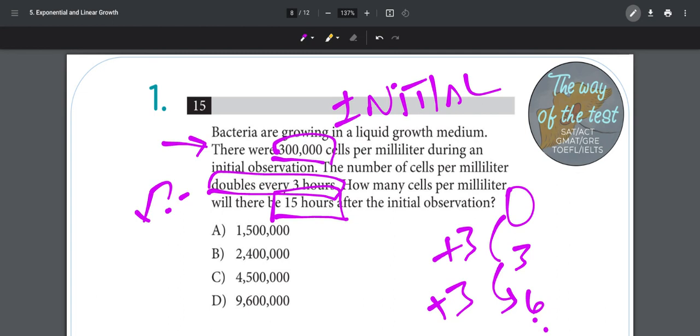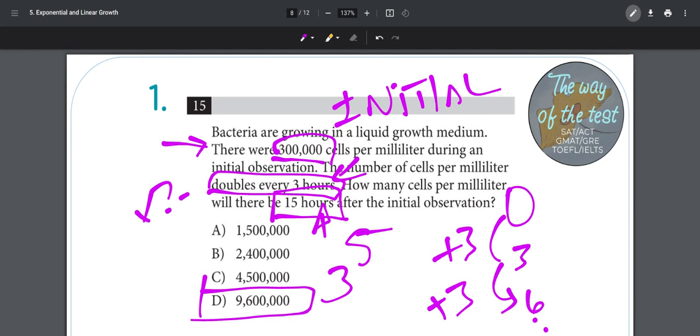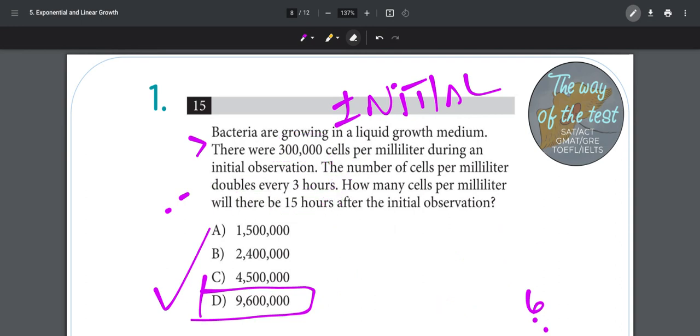I'm going to do the short solution first, and if you don't get it, don't worry. I'm also going to do the long solution. The short solution is, how many cycles of 3 hours do I have in 15 hours? I have 5 cycles of 3 hours. Therefore, I have to raise 3 to the power of 5 because my time is 5, and I multiply my initial times that. So I have 300,000 times 3 to the power of 5. I plug that into my calculator and I get the answer, which is D. Copy this if you have to copy. Now I'm going to solve it step by step, so I'm going to explain it, don't worry.